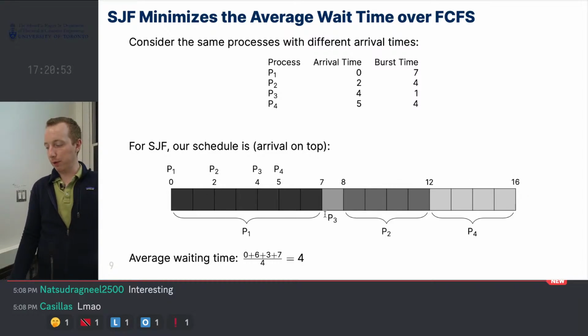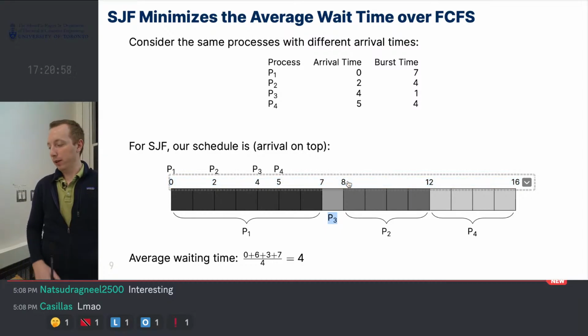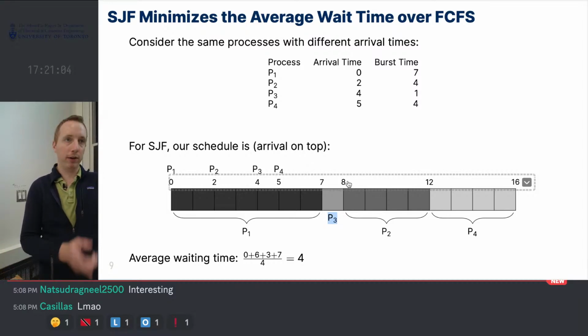It's only 1 time unit, so we'd execute it for 1. Then at time 8, there's a tie between P2 and P4, so to break the tie, you can just pick whoever arrived first.